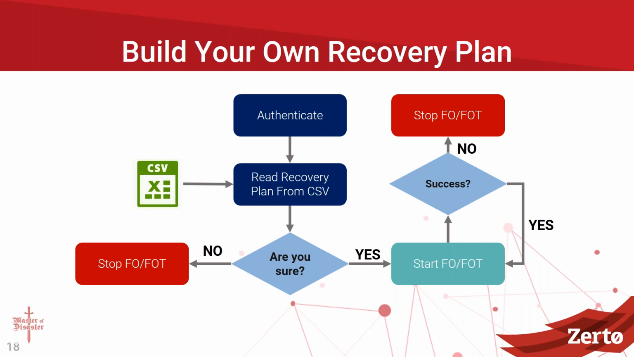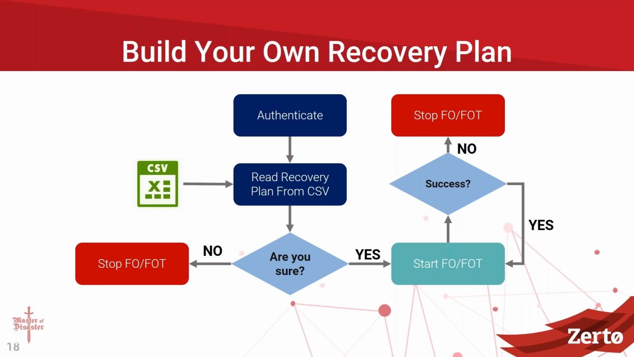Now, how do I start with the recovery plan? First thing I need to do, authentication. First step of every script that we'll build, first step of every automation action we'll do. What we'll do is actually, again, use a CSV file. As you can see, we love our CSV files, but basically what we've done in that CSV file, we built the recovery plan, the order of the VPGs, then how they need to boot, and all these kind of things. So we'll read that recovery plan from the CSV.